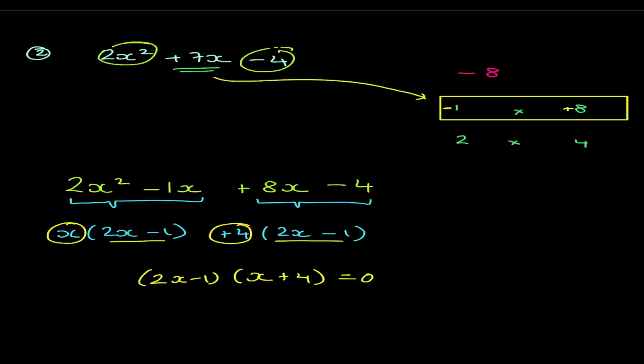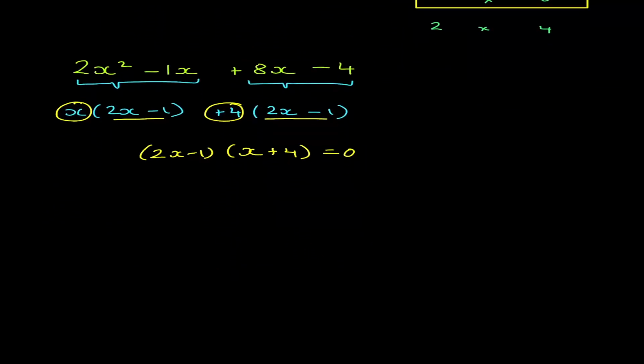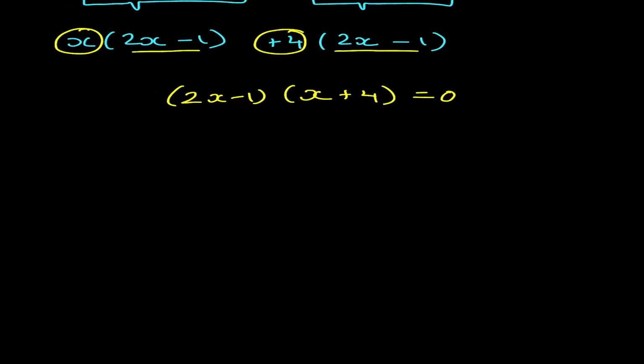Then choose the ones that would add together to give me that middle value. Replace that middle value with those two factors and then factorize by grouping. And remember, if we need to solve, you need to go one step further. Then we need to use the null factor. And we're going to say that either 2x minus 1 equals 0 or x plus 4 equals 0.